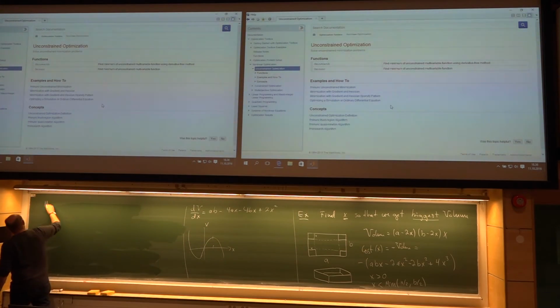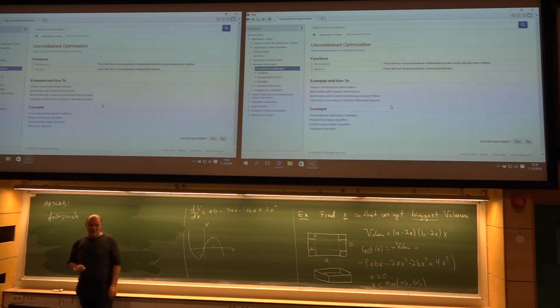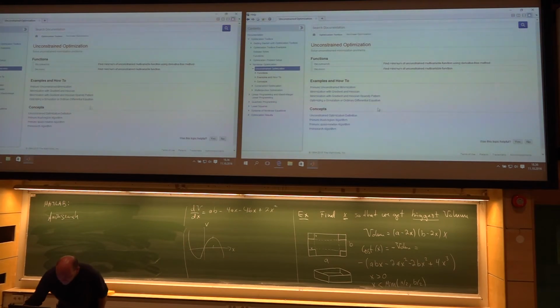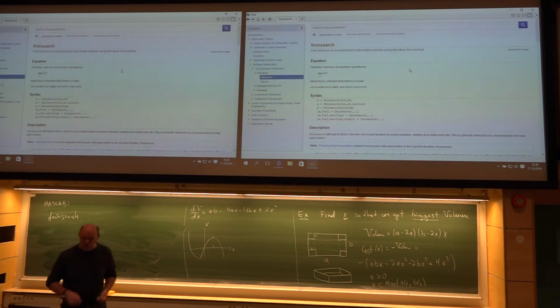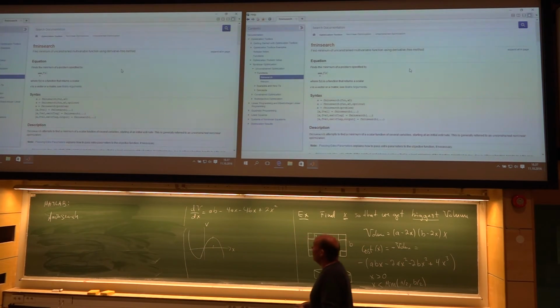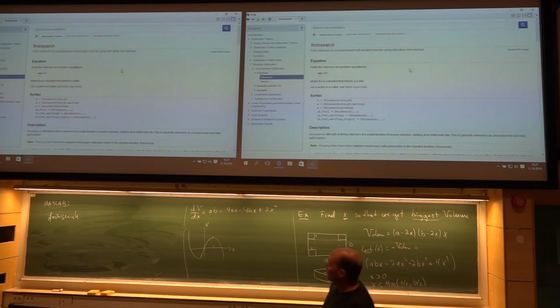In MATLAB, fminsearch. That's the simplest one, very simple. Still, it is a multi-dimensional function. So it finds the minimum for a function f which has n input parameters. And this is actually a very good algorithm.